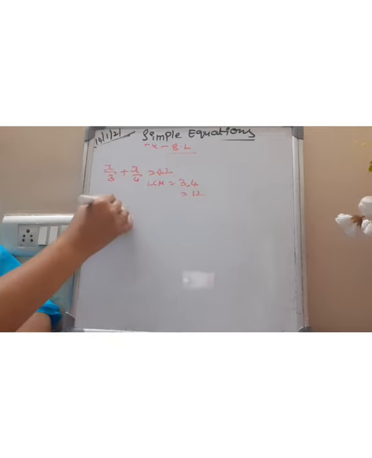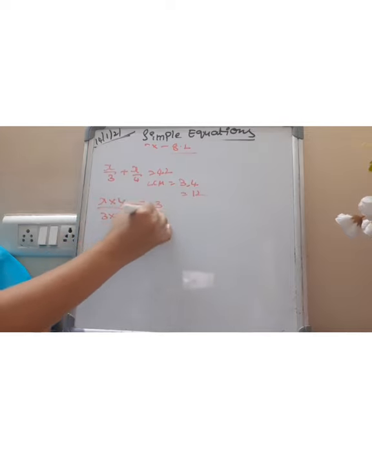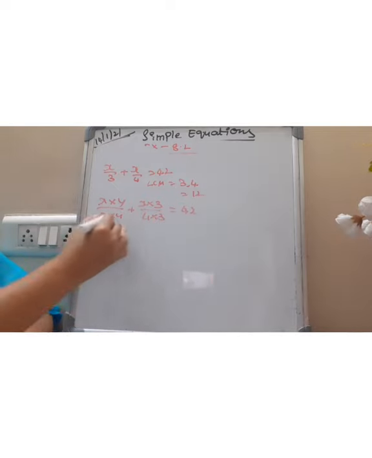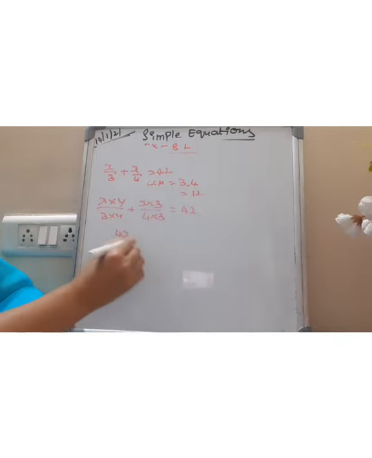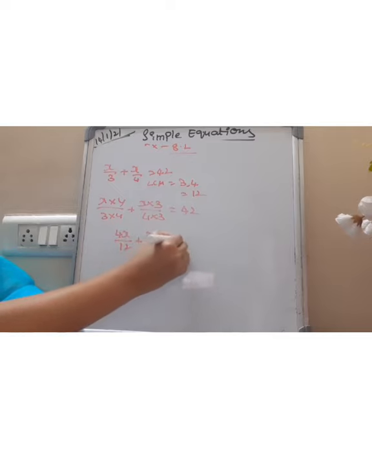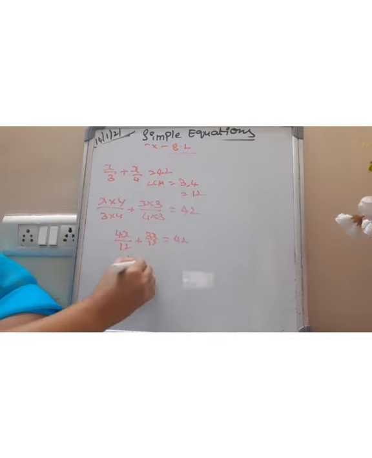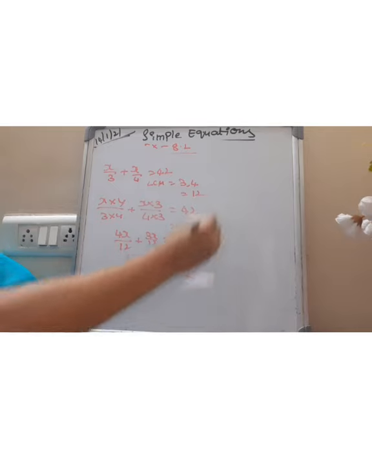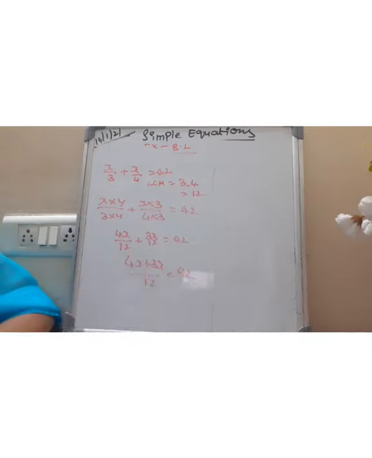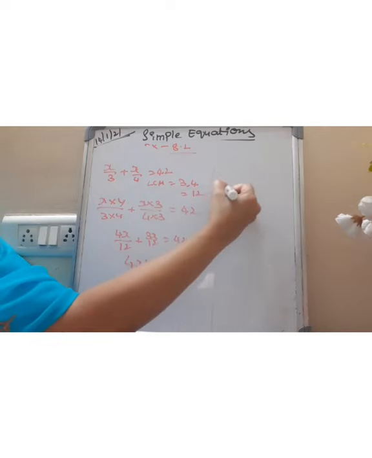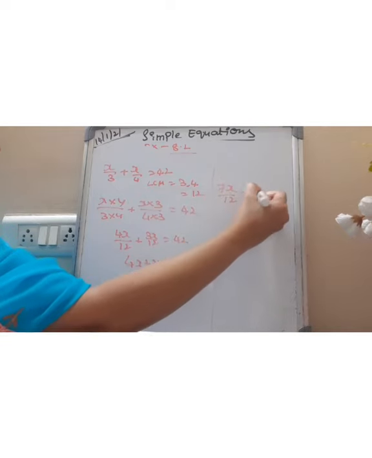So x into 4 by 3 into 4 plus x into 3 by 4 into 3 is equal to 42. Okay. So x into 4 is nothing but 4x. 4x by 12 plus 3x by 12 is equal to 42. 4x plus 3x by 12 is equal to 42. 4x plus 3x is 7x. So 7x by 12 is equal to 42.